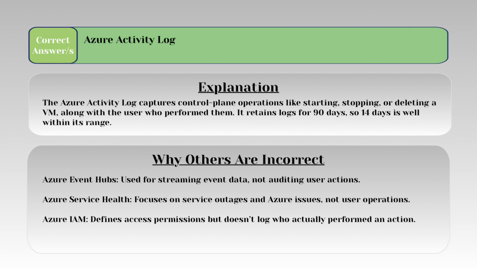Why the other options are incorrect: Azure Event Hubs, used for streaming event data, not auditing user actions. Azure Service Health, focuses on service outages and Azure issues, not user operations. Azure IAM, defines access permissions but doesn't log who actually performed an action.